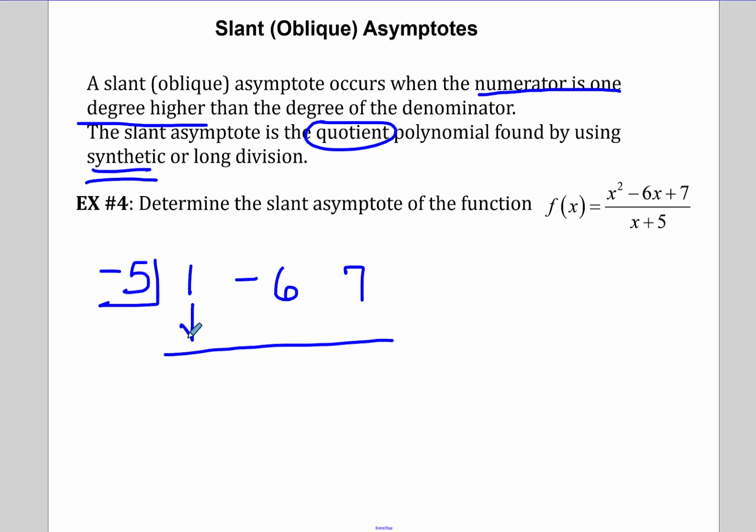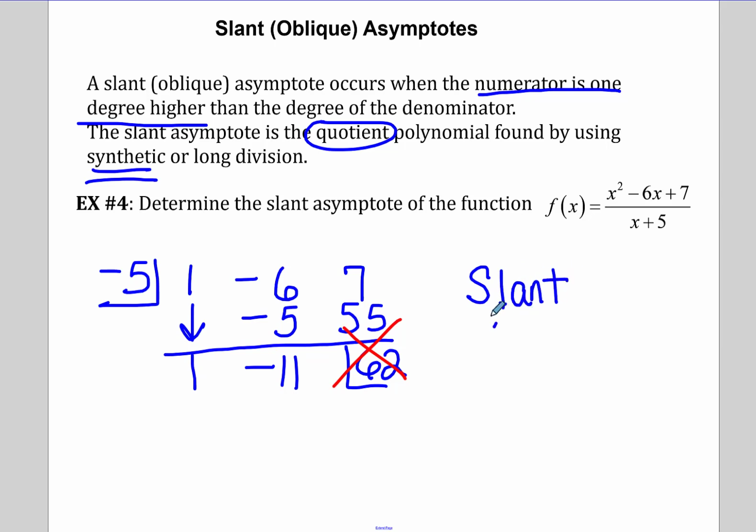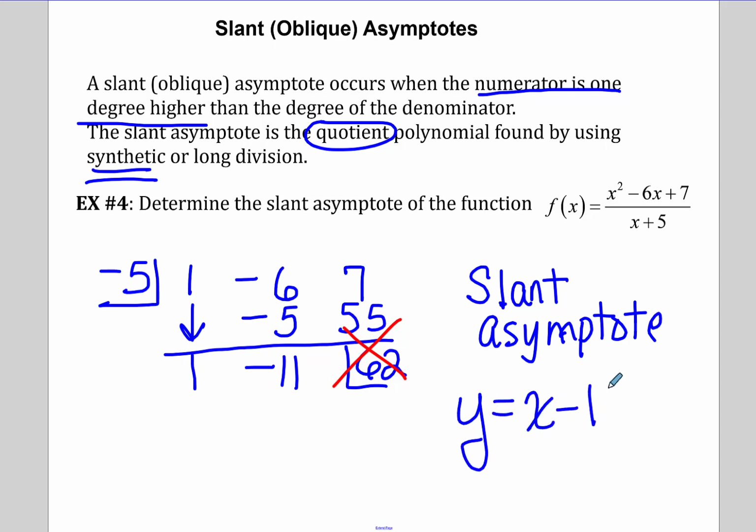So the behavior of the slant asymptote is going to act like our quotient. And once we find the quotient, you don't need to consider the remainder at all. That's not important. What is important is that the slant asymptote is the quotient, the depressed polynomial, and our depressed polynomial is y equals 1x minus 11. And this is the part that matters, just the quotient, not the remainder.